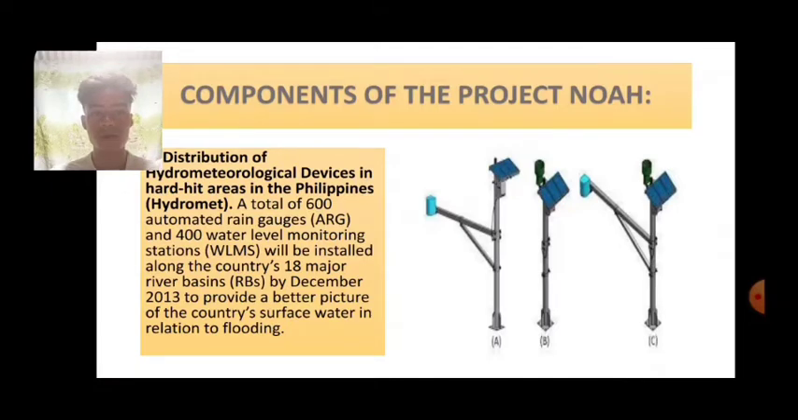So, here are the components of the Project NOAA. First, the distribution of hydrometeorological devices in hard-hit areas in the Philippines, or Hydromet. A total of 600 automated rain gauges, or ARG, and 400 water level monitoring stations, or WLMS, will be installed along the country's 18 major river basins, RBs, by December 2013 to provide a better picture of the country's surface water in relation to flooding. So, in this device, makikita nyo ito sa mga tulay na minomonitor nila kung tataas ba ang level ng tubig o gaano ba kalakas ang current ng tubig o ng baha.